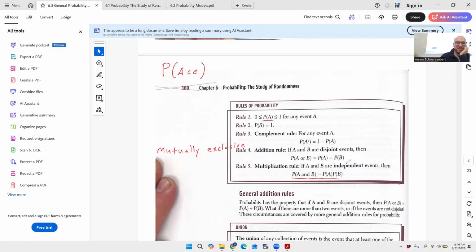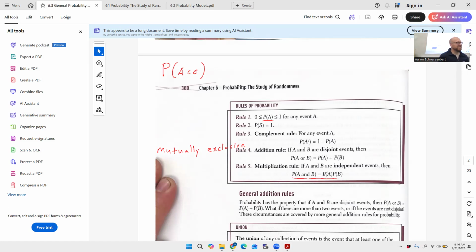This is an if and only if case. If two events are independent, P of A and B is P of A times P of B. If P of A times P of B equals P of A and B, then they are independent. If P of A times P of B does not equal P of A and B, they are not independent. It doesn't matter if they seem like they are. Okay? So if this rule is not true, this is a bidirectional, biconditional.